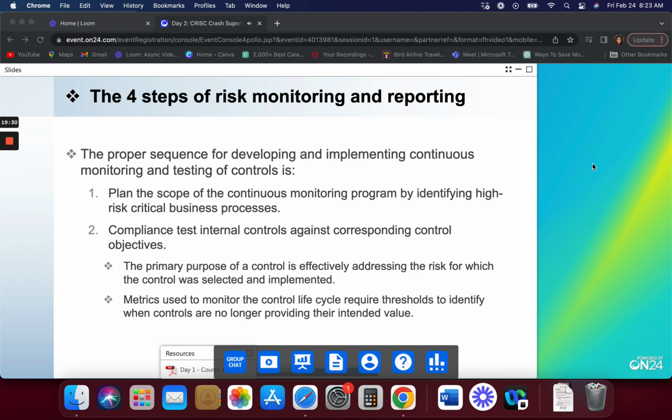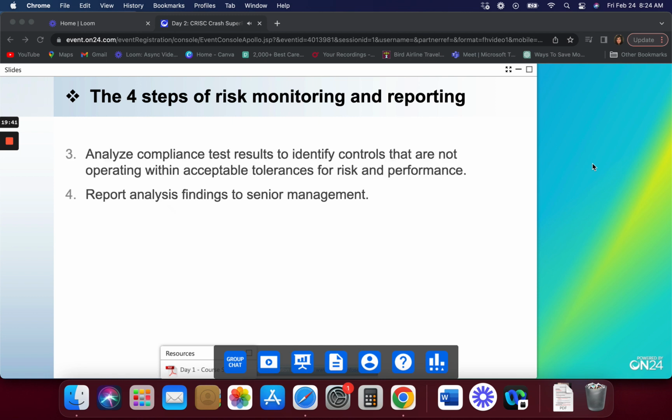So moving on to this other point, what do we use to monitor the control lifecycle? That requires thresholds to identify when controls are no longer providing their value. We use metrics. That's your exam answer.